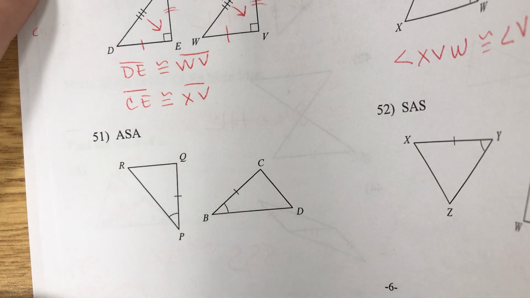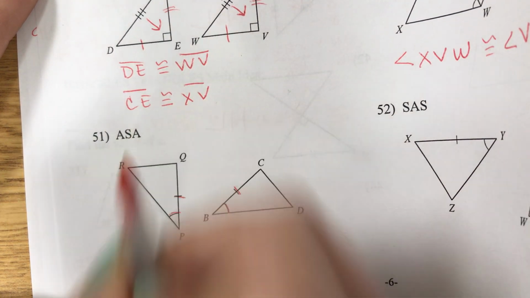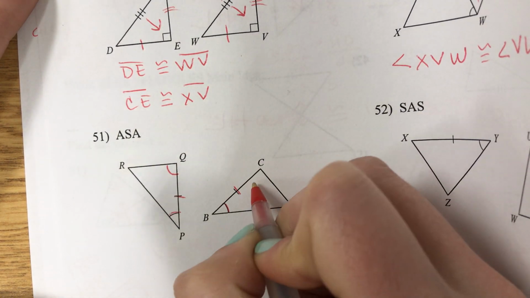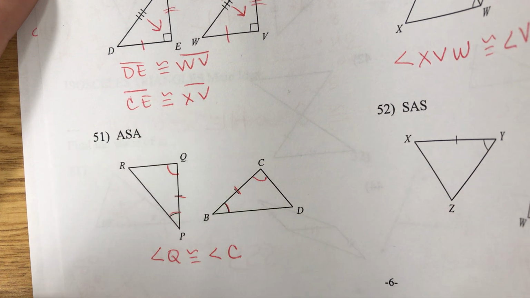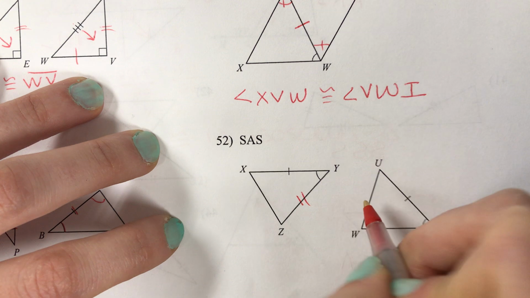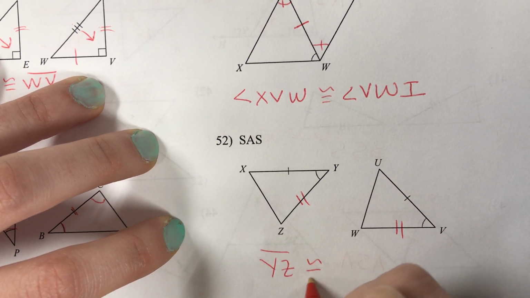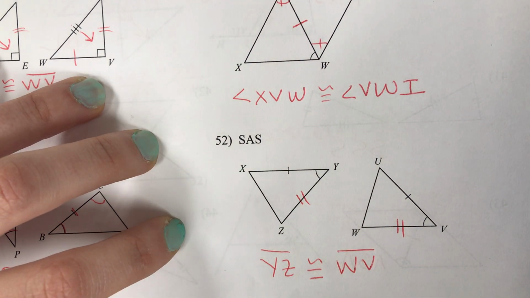We have RQP. We got angle, side, angle. We have an angle here, a side. We need to put another angle in there so that this side would be included. That's this right here. Angle Q would need to be congruent to angle C. Last but not least, side, angle, side. That would be this side over here. So YZ would have to be congruent to WV. And voila, we are done.